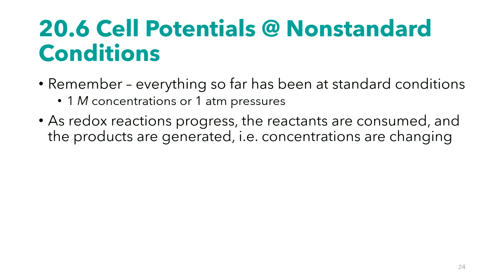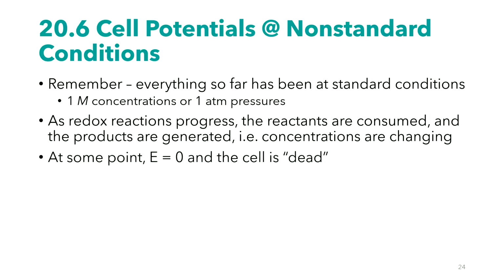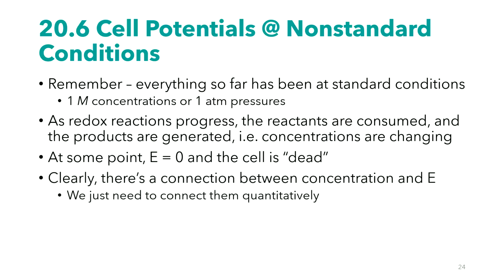What we've been doing so far is calculating at 1 molar or 1 atmosphere, but you also already have an intuition that these voltages must be changing. You all have used batteries to the point where they go dead, and we don't have any more of our reactants, right? So our voltage must be changing as a function of concentration. So at some point we get to an E of 0. So we just need to quantitatively connect this. We need to incorporate the concentration of our reactants into our E equation.